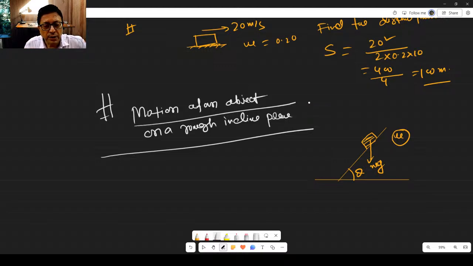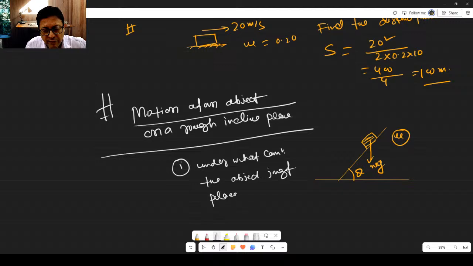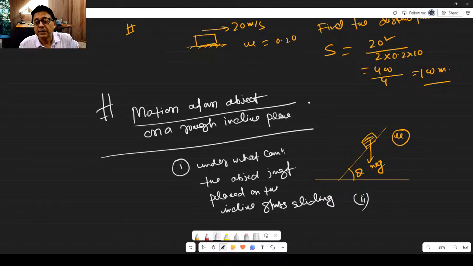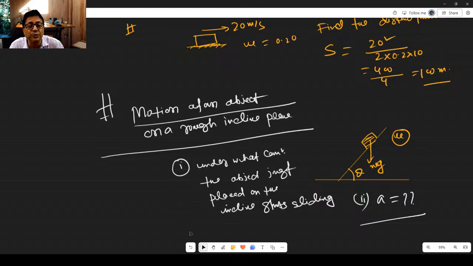I have two questions for you. Question number 1: under what condition does the object just placed on the incline start sliding? This is one, and the second part, if it just starts sliding, you establish that condition. Then what will be the value of a? What will the acceleration be if it slides? It may not slide. I am keeping an object on the inclined plane. It may not slide. It is static over there. Under what condition will it slide? Let us derive it. And then if it slides, what is going to be the acceleration?